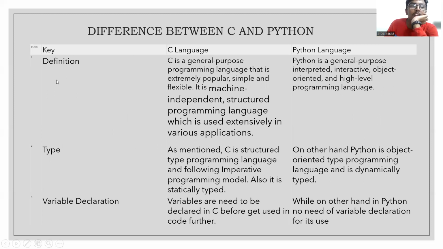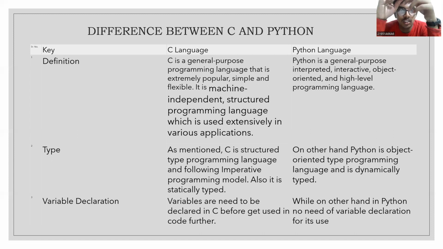Difference between C and Python. Definition: C language, Python language. C is a general purpose programming language that is extremely popular, simple, and flexible. It is a machine independent structured programming language which is used extensively in various applications. Whereas Python is a general purpose interpreted, interactive, object-oriented, and high-level programming language.